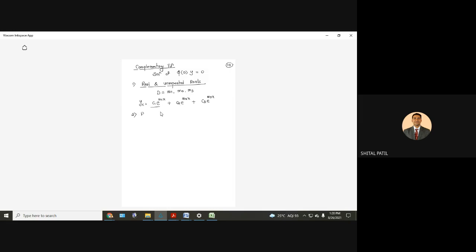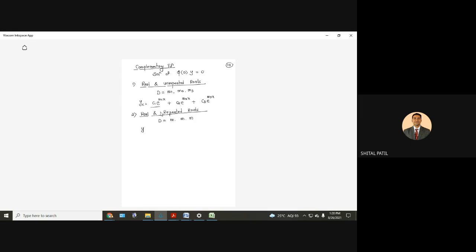Next, real and repeated roots. Yes, so say D equal to m, m, m. How many roots are there? 3 roots are there. So what will be the order of the differential equation? 3. Okay, so it is like this. Order of differential equation is 3. 3 roots are there. So how many constants will be there? 3 constants will be there.